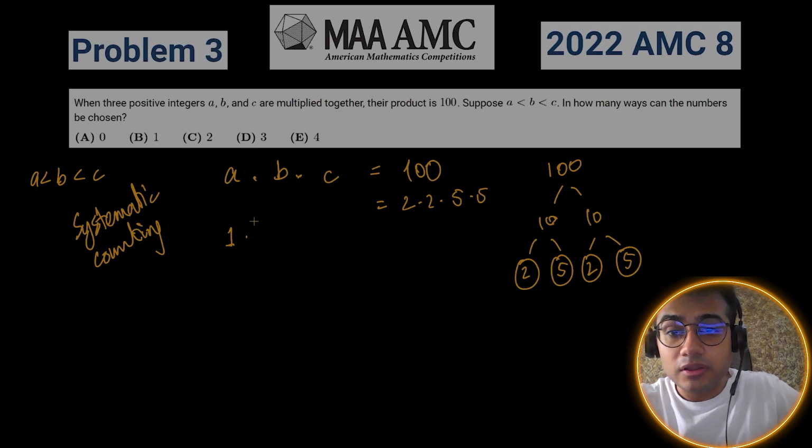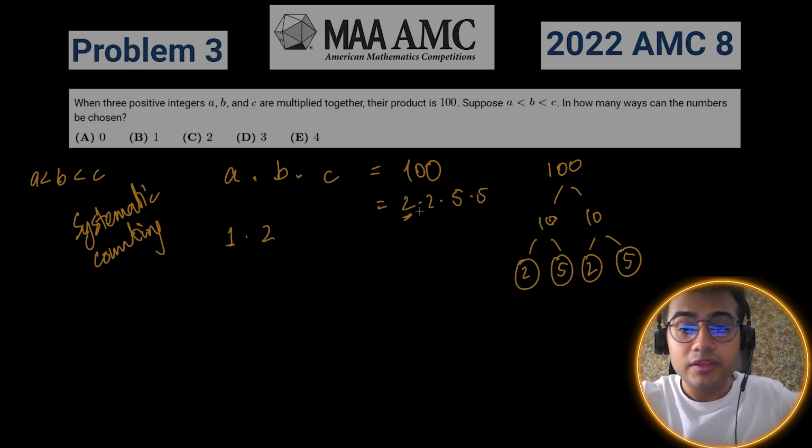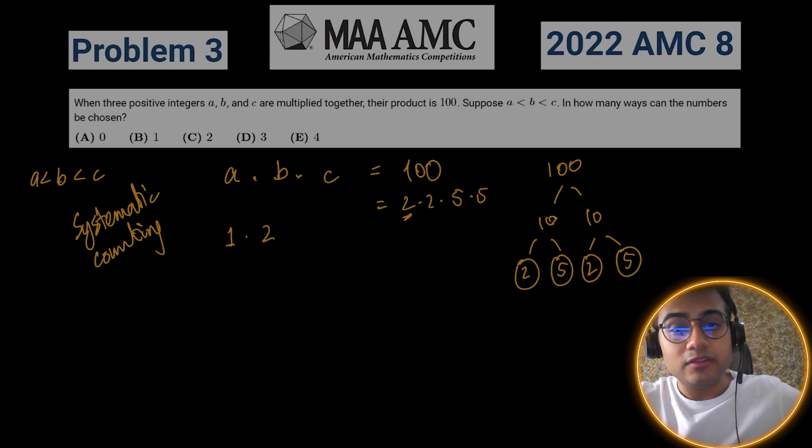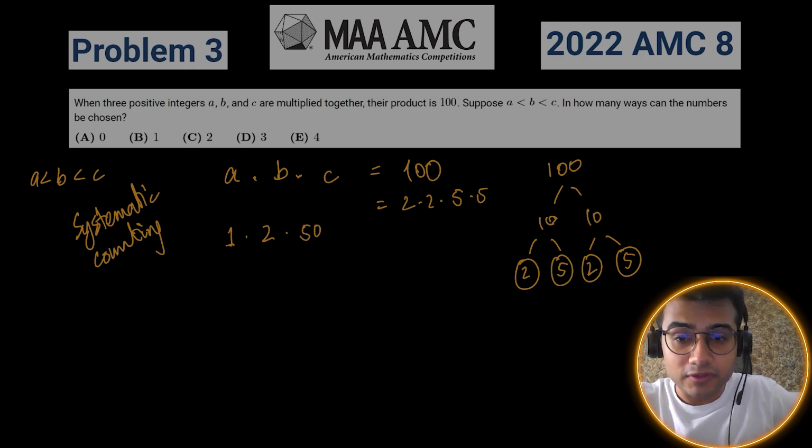So if A is 1, then what is the smallest value B can take? B can take 2. So now 2 is taken, then once A and B are fixed, then whatever is left behind has to be C. So then C in this case would be 50. That's one scenario. It satisfies all the conditions. Okay. Then if A is 1, what is the next highest value B can take? B can be 4, right? Then what is left behind is 25. So that's another possibility.